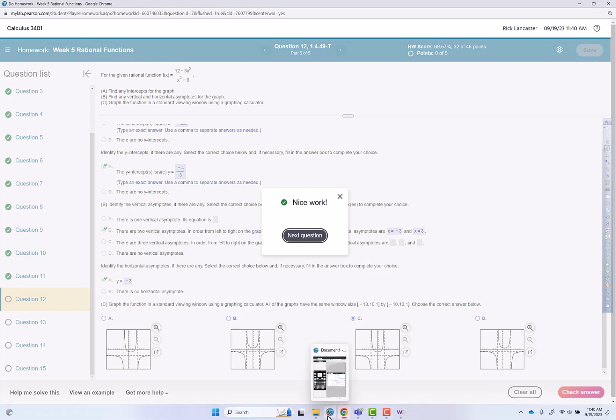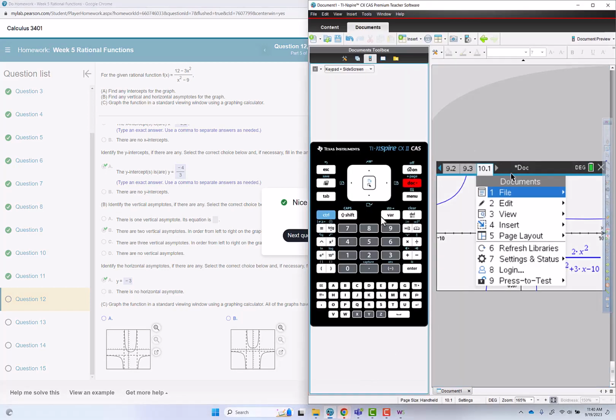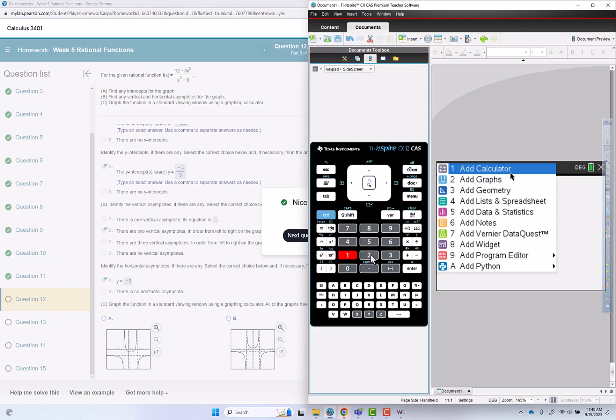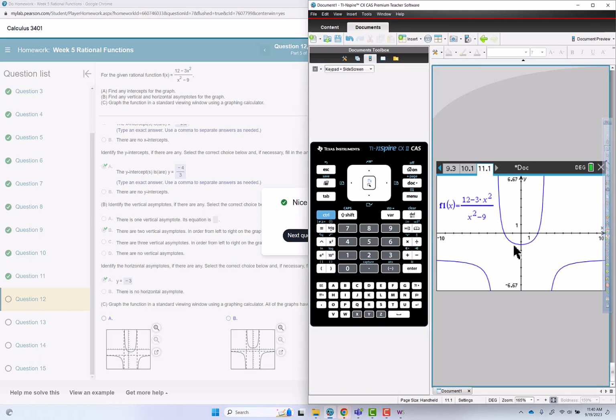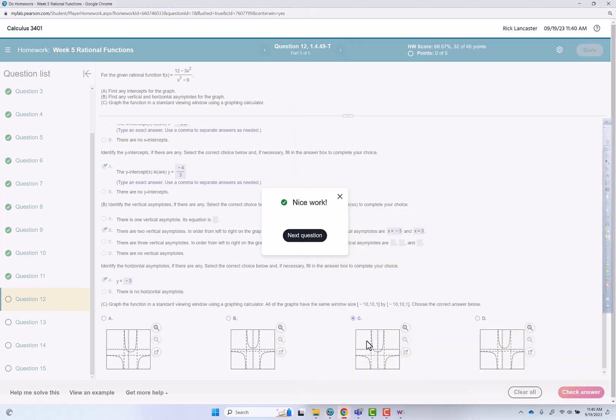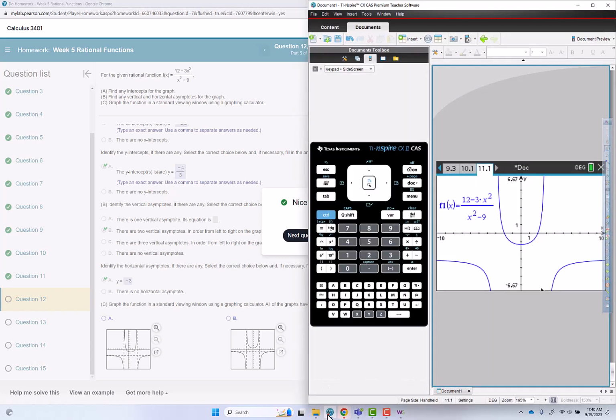And then just to put it in the calculator, doc for 1 to get a new problem, 2 for a graph, fraction 12 minus 3x squared over x squared minus 9. And you can stop here if you want. It does match this one. And I can show you how to put in the horizontal and vertical asymptotes.